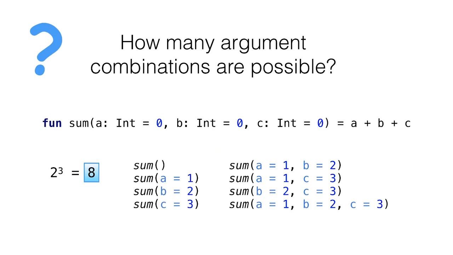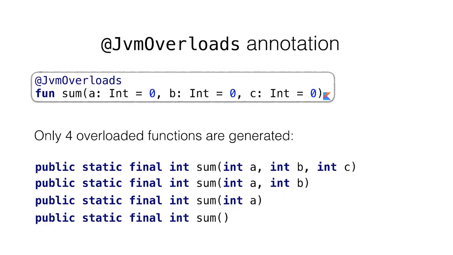In a general case, if we try to cover all the argument combinations, it will be too many functions. 2 to the power of the number of arguments with default values might be too many. Let's note how JvmOverloads annotation works. JvmOverloads annotation generates in this case only 4 functions, the one for each new argument with the default value.